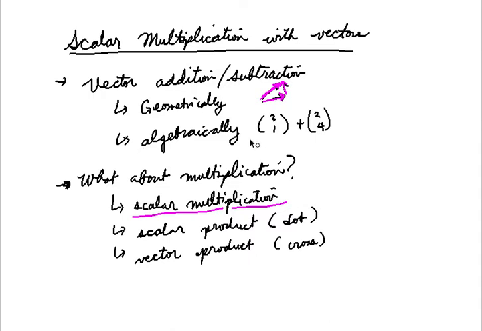We've done it algebraically if I know the components, right? So if I know the components of this vector and add it to another vector or subtract it from another vector, I know how to find the resultant vector, right? So we're pretty familiar with addition and subtraction.